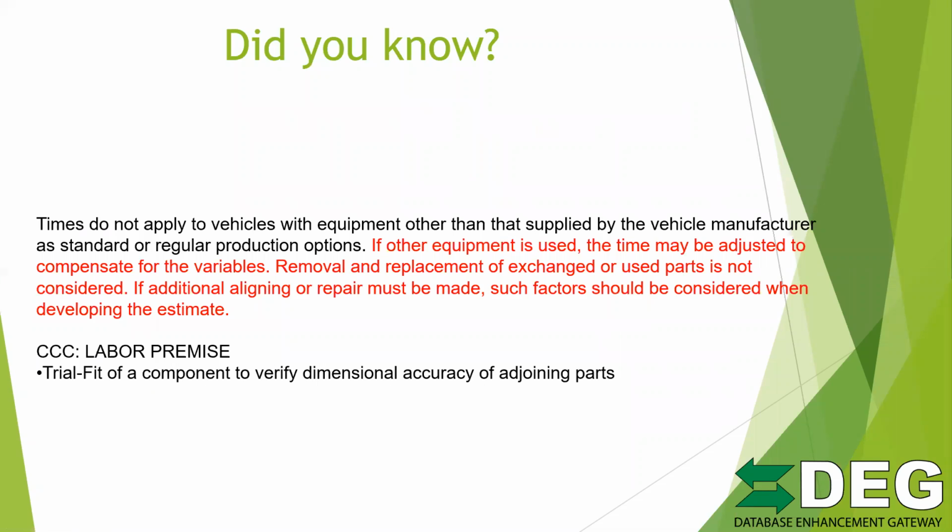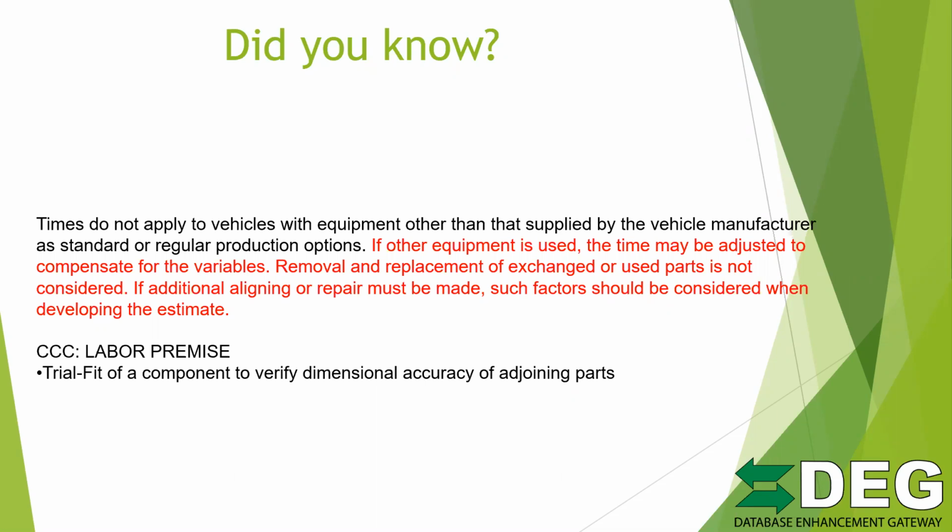So again, this is a quick little reminder when you're looking at the estimate systems, and when you're looking at the logic behind the labor times when you're doing some of these repairs. When you look at the estimating systems, some things that they'll all state within their general information is that times do not apply to vehicles with equipment other than that supplied by the vehicle manufacturer as standard or regular production options. And this is where it gets interesting: if other equipment is used, the time may be adjusted to compensate for the variables.